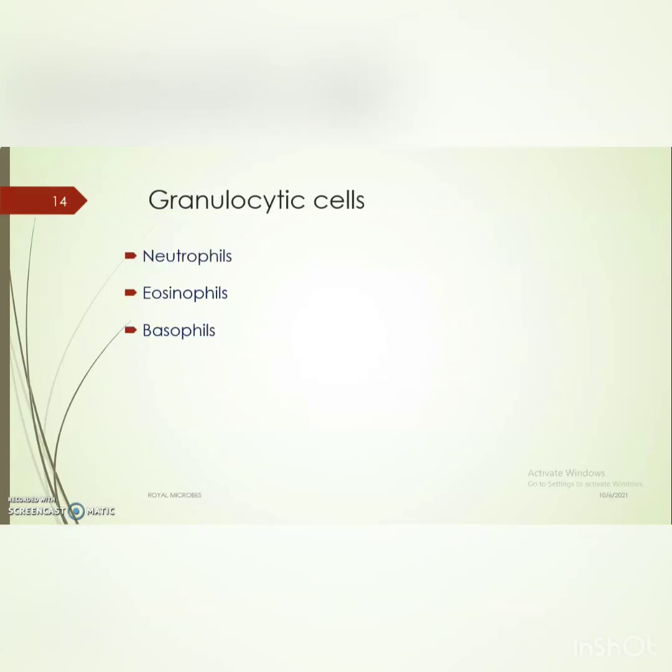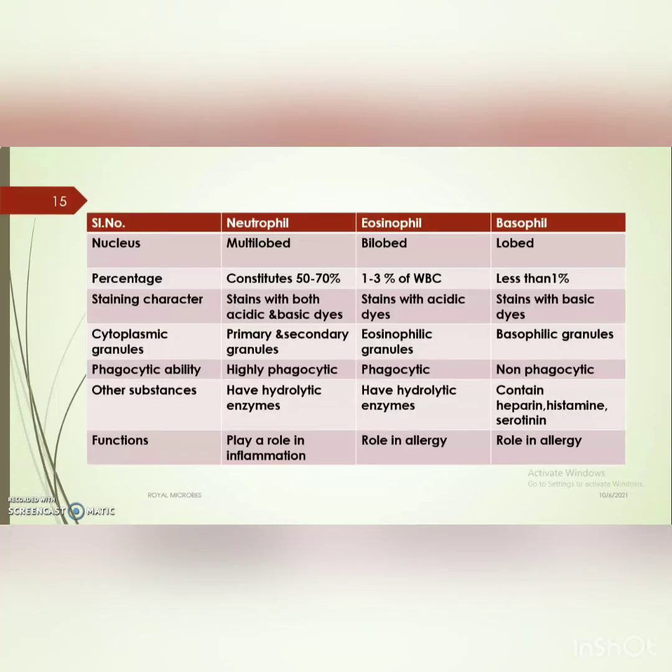Then granulocytic cells are another category. These include neutrophils, eosinophils and basophils. Here we can see neutrophils are multi-lobed, eosinophils are bilobed and basophils are lobed. Neutrophils constitute the largest percentage in the blood, that is 50 to 70%, eosinophils 1 to 3% and basophils less than 1%.